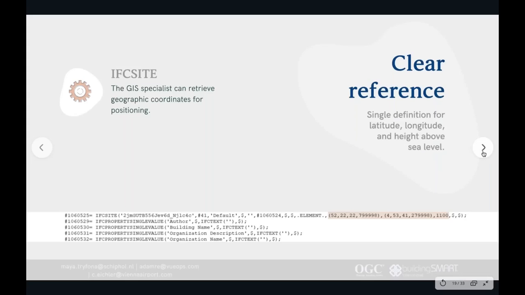In the next slide, another part of the IFC standard, which can also be useful for a GIS specialist during the georeferencing of a model, is the information that can be stored in the IFC site. At the bottom of this slide, you can see an example of such a line in an IFC file, where in the WGS 84 projection, the latitude, the longitude, and the height above the sea level of the survey point of your project can be stored. And with this in place, the georeferencing of the model is way more straightforward.